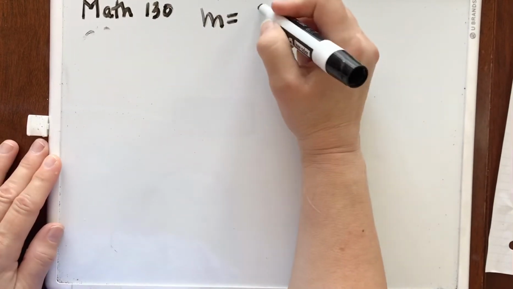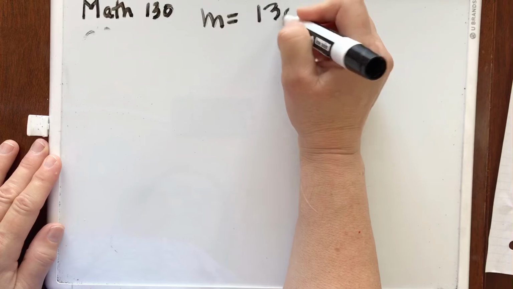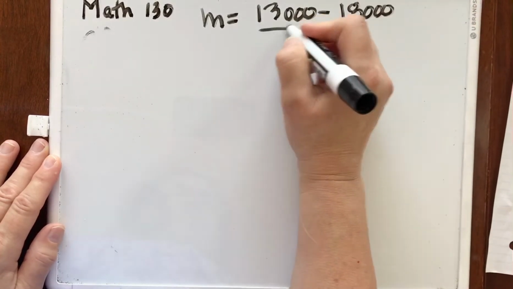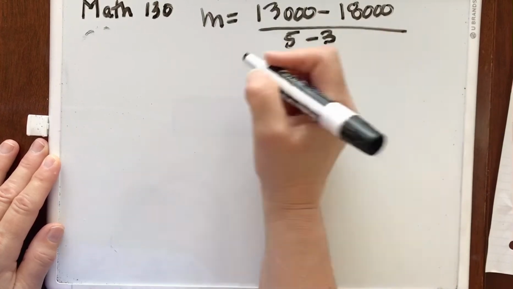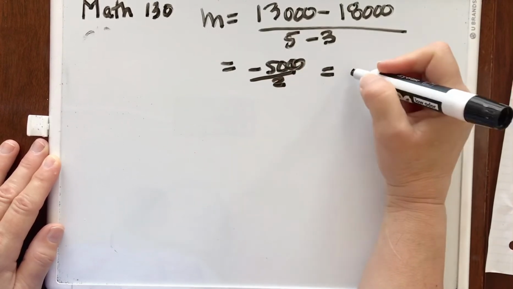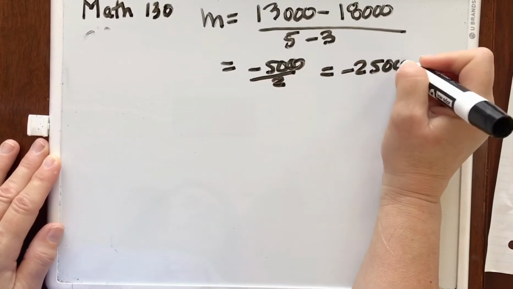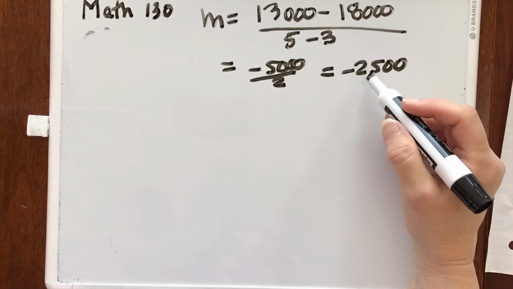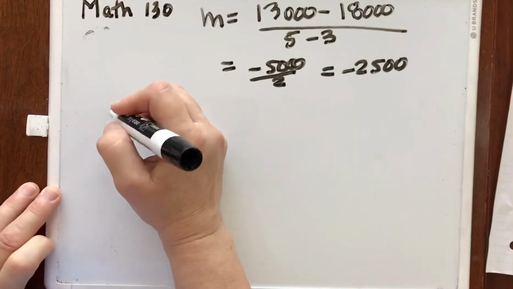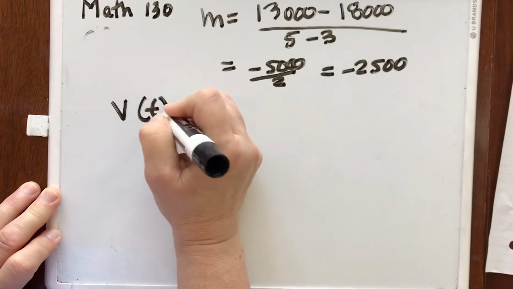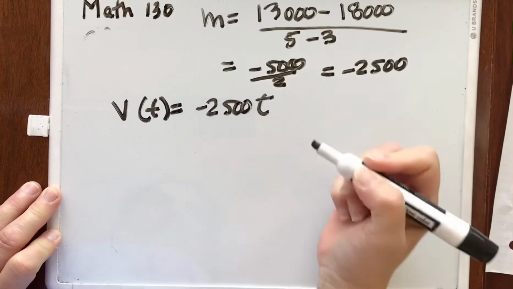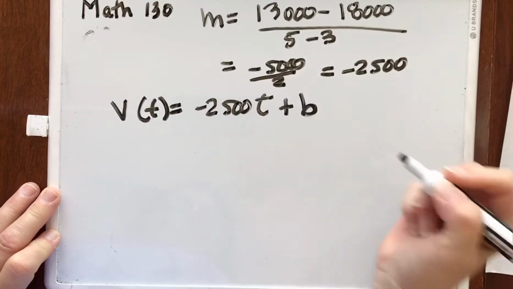Slope is y2, which is 13,000, minus y1, which is 18,000, all over 5 minus 3. We have negative 5,000 over 2, which is negative 2,500. What this means is it's devaluing by $2,500 per year. So we're going to find a formula. V of T equals negative $2,500 per year plus B.